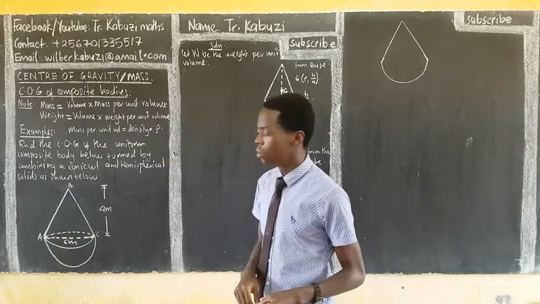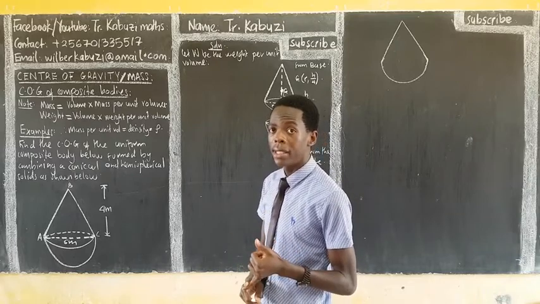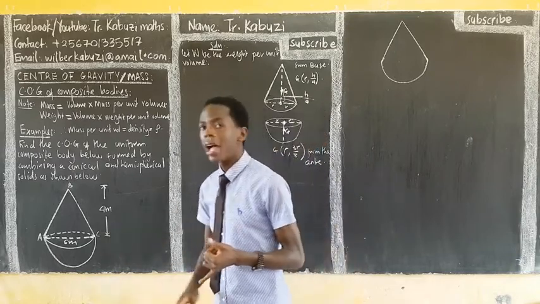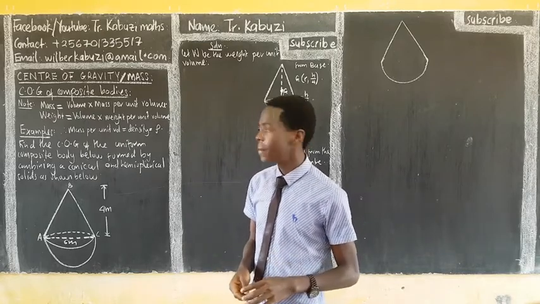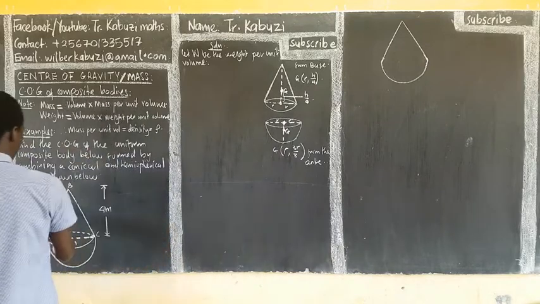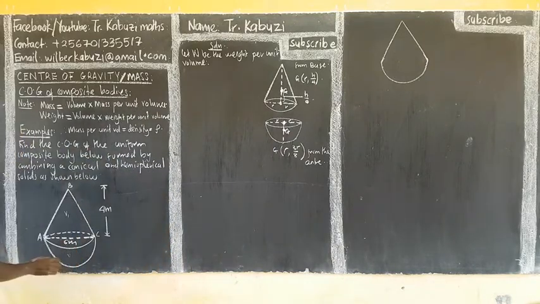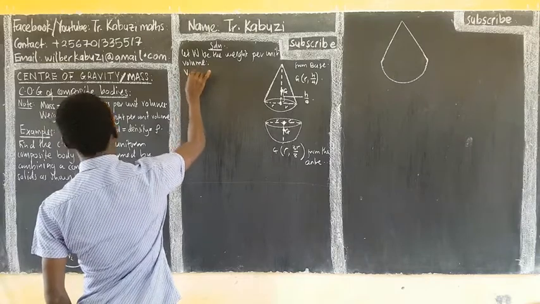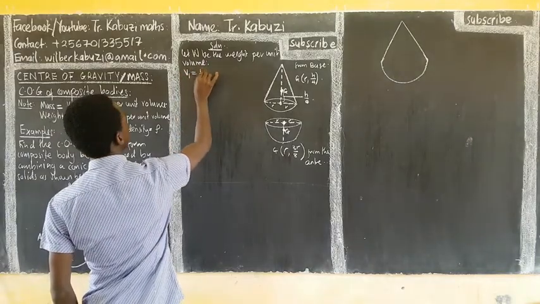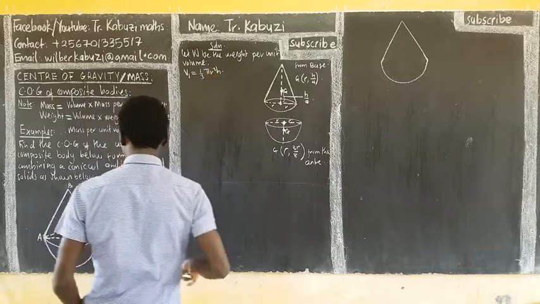So what we are going to do, in order to get the center of gravity, we need the weight of these two solids and where they act. If we get those points, then we use our formula with ease. So this one is going to give us volume 1, and this one is going to give us volume 2. To get volume 1, you see volume 1 is a cone, so it's 1/3 pi r squared h, the height.